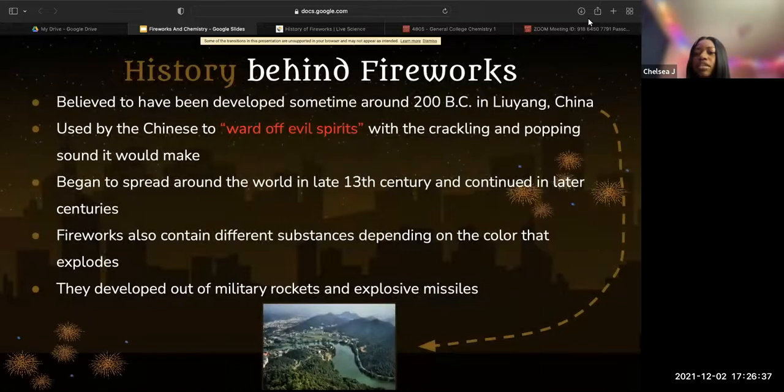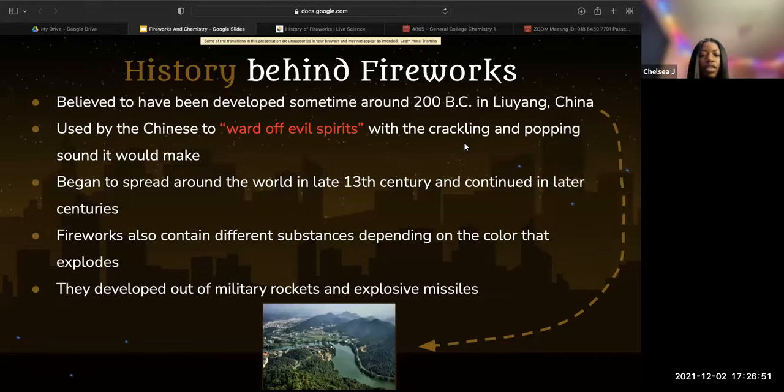Okay, and I'm going to talk about the history behind fireworks. Some background context is that fireworks are believed to have been developed sometime around 200 BC in Liuyang, China. Back then it was used by the Chinese to ward off evil spirits that they believed were lurking around them. So they used fireworks to make those crackling and popping sounds that we're familiar with today. And then slowly but surely, it began to spread around the world in the late 13th century and continued in later centuries, which we talk about in the next few slides.